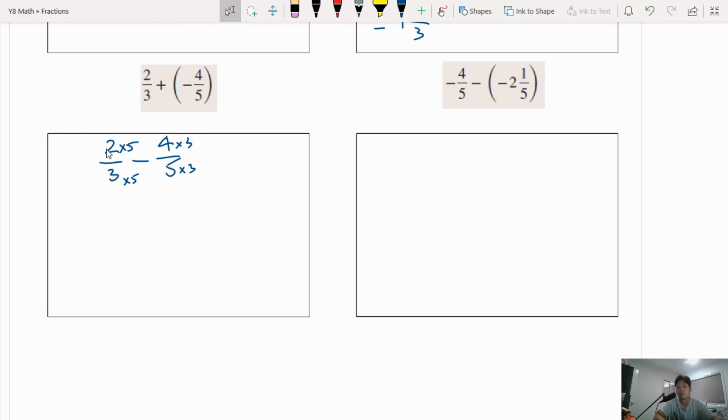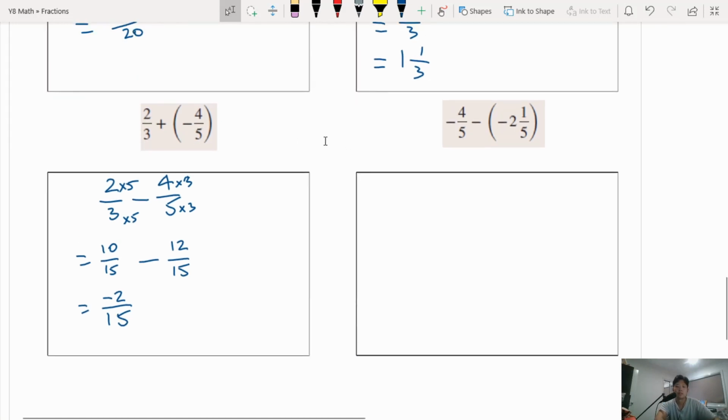Whatever you do to the denominator, you also have to do to the numerator. So that becomes 10 over 15 minus 12 over 15. And 10 minus 12, thinking about our number line, that becomes negative 2, and our denominator just stays the same. And that will be our final answer, as we can't simplify any further. Alright, give yourself a tick if you got that correct, and we'll go through that last one now.